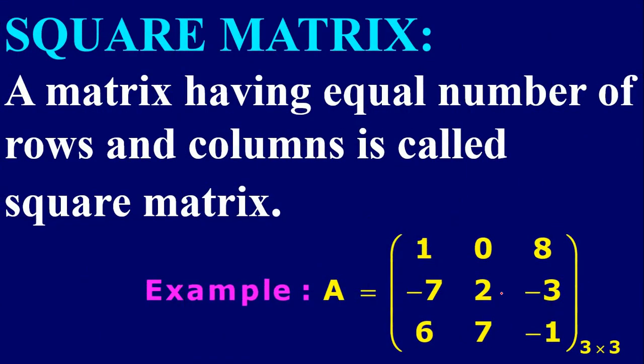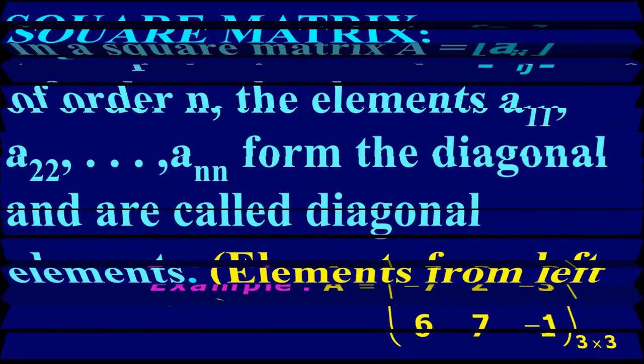So next it is square matrix. A matrix having equal number of rows and columns is called as square matrix. Now here we have 3 rows and 3 columns. So this is called as square matrix. So here number of rows and number of columns are equal. So therefore this is called as square matrix.